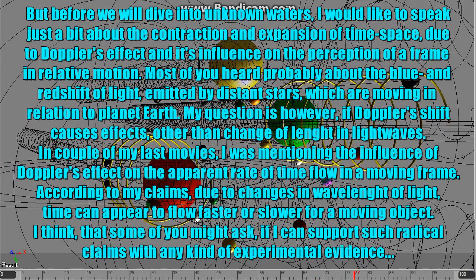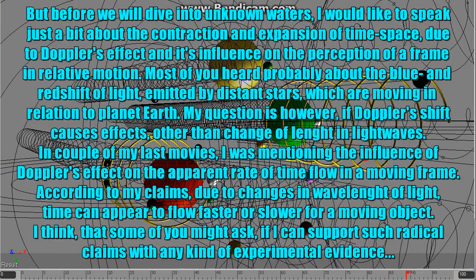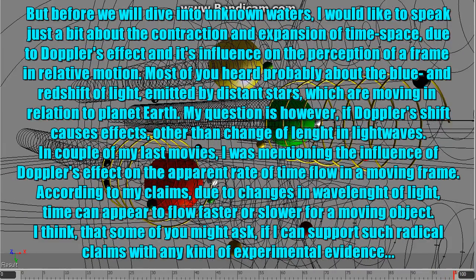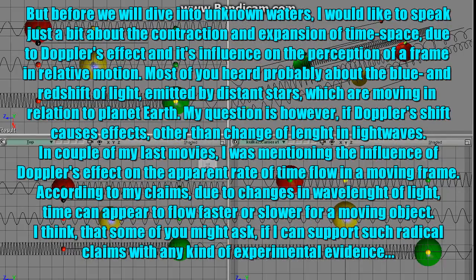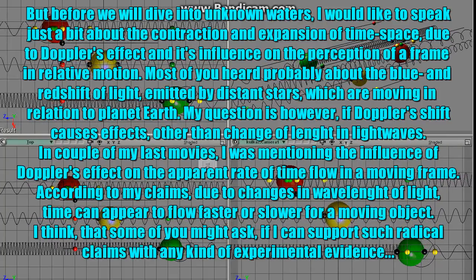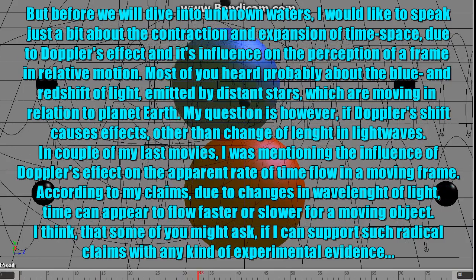Most of you have probably heard about the blue and red shift of light emitted by distant stars which are moving in relation to planet Earth. My question is, however, whether Doppler's shift causes effects other than a change of length in light waves. In a couple of my last movies, I was mentioning the influence of Doppler's effect on the apparent rate of time flow in a moving frame.